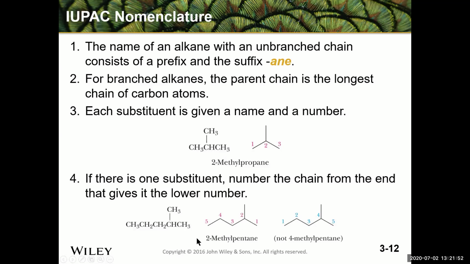Okay, but what if we numbered from this end, 1, 2, 3, 4, 5? Well, then that would be 4-methylpentane. So we want to number the chain from the end of the parent chain that gives the number associated with the substituent the smallest number. Okay, so that's one of the rules.